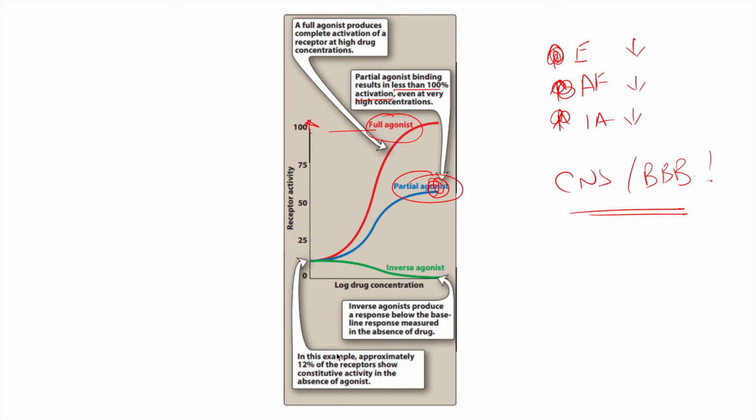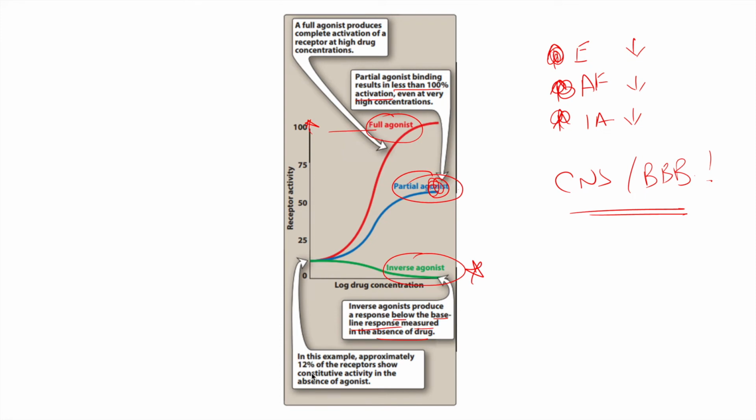See, for example, the inverse agonist, we didn't talk about this in the previous slide. It's very interesting that an inverse agonist will produce a response below the baseline response measured in the absence of drugs. It will not produce the opposite action, but it'll produce an effect that is still lower than the baseline effect that happens without the drug in our body anyways.